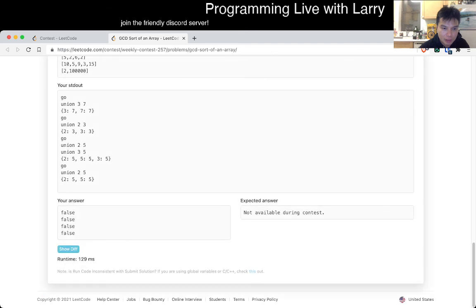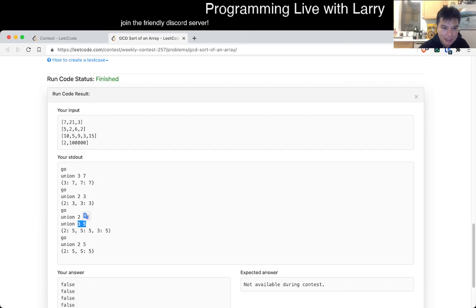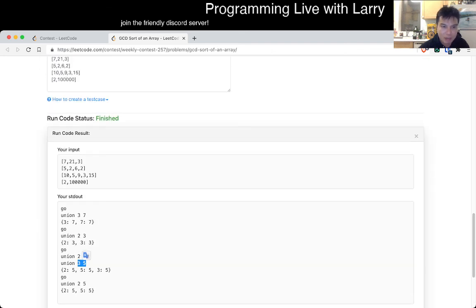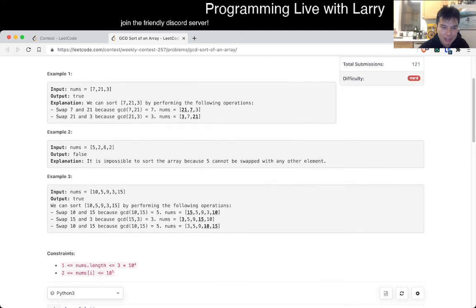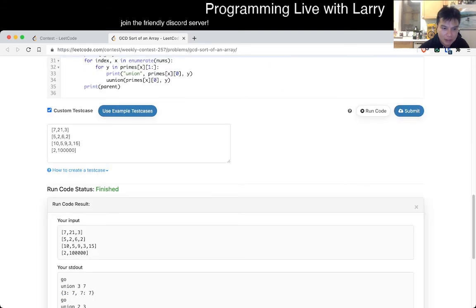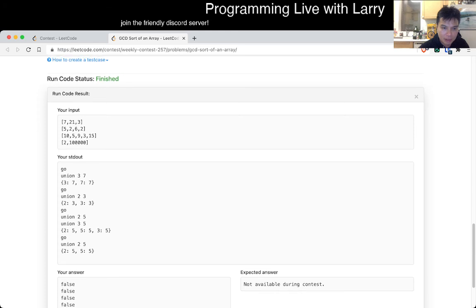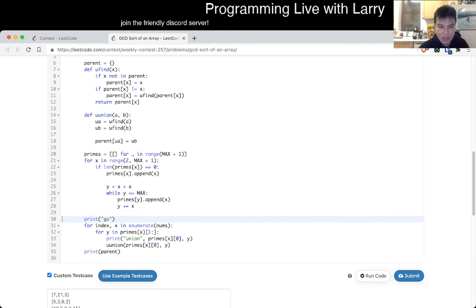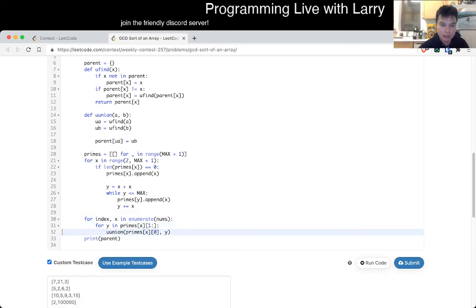Okay, so it's union 2 and 5 and then 3 and 5. Why? Am I looking at the right case? Oh, I'm looking at the wrong case. That's why. Okay, sorry. So I am doing it right. And then here it doesn't, because 2 and 3 union, but then the 5 doesn't. Okay. So now we are mostly done.